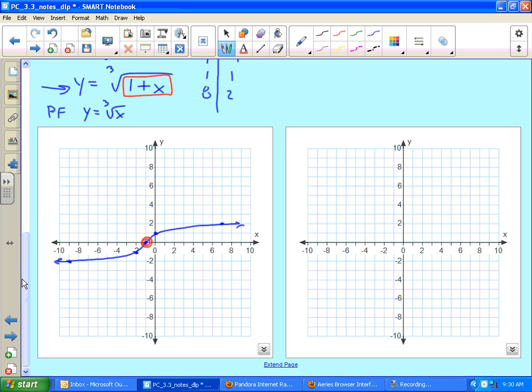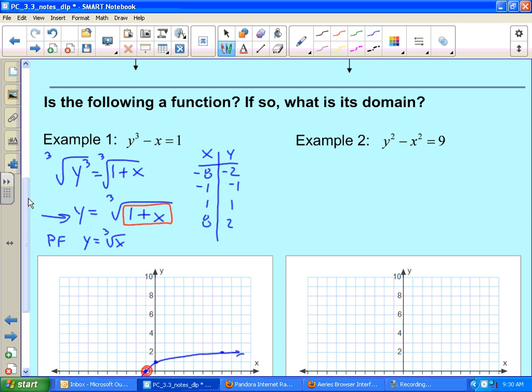All right, so that passes the vertical line test, it is good. This one over here is not the parent function that we've seen. Y squared equals, wow, that's a potent word. So we have y squared is equal to 9 plus x squared if I wanted to solve this. And then I have y is equal to plus or minus. So I'm taking the square root here. Plus or minus the square root of 9 plus x squared.